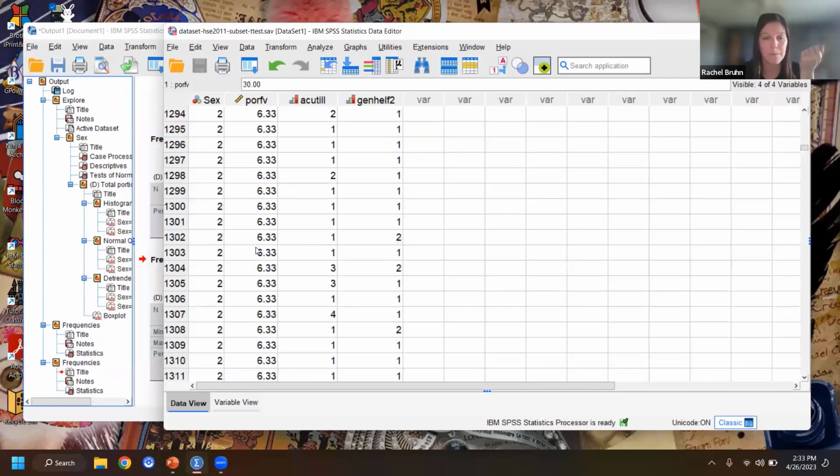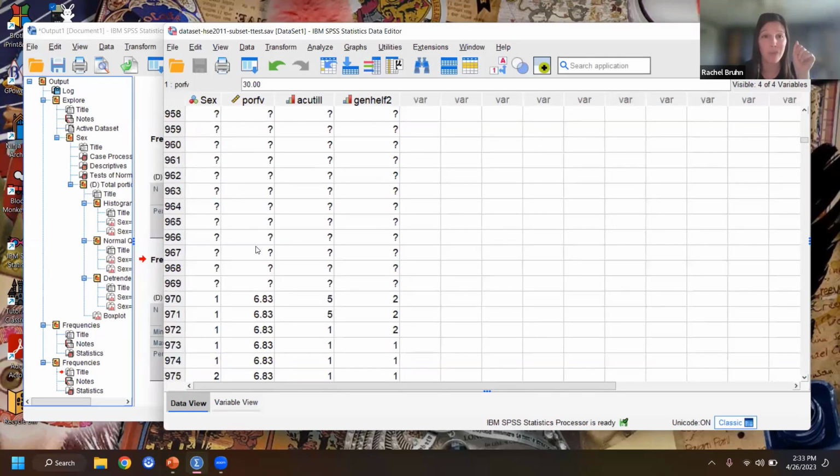This is called Winsorizing, by the way. It's a specific strategy for dealing with outliers in a data set. And apparently I jumped down way too far. My data set's really, really big. That's why I used it, because it's a large data set. Okay, so we're getting closer.